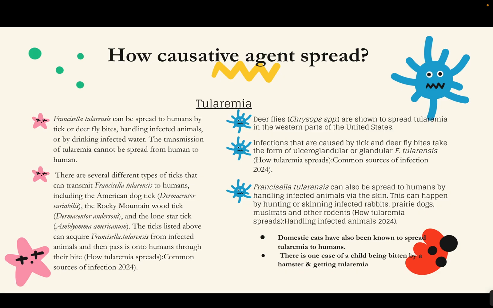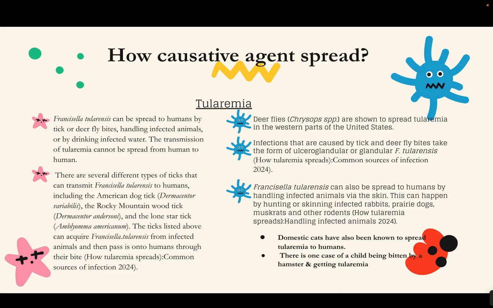Tularemia can be spread to humans by tick or deer fly bites, handling infected animals, or drinking infected water. The disease cannot be spread from human to human. Several types of ticks can transmit the disease to humans, including the American dog tick, Rocky Mountain wood tick, and the Lone Star tick. The ticks can acquire the disease from infected animals and then pass it to humans through their bite. Deer flies are shown to spread this disease in the western parts of the United States.